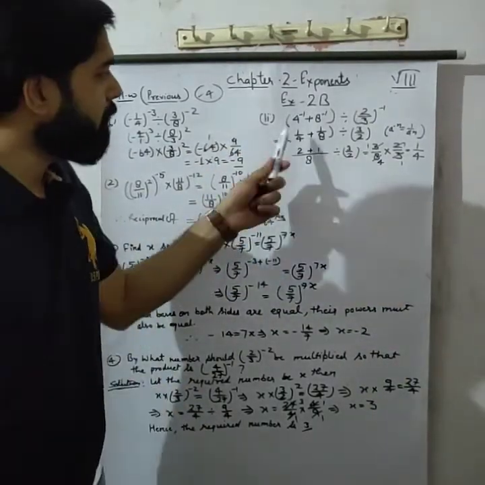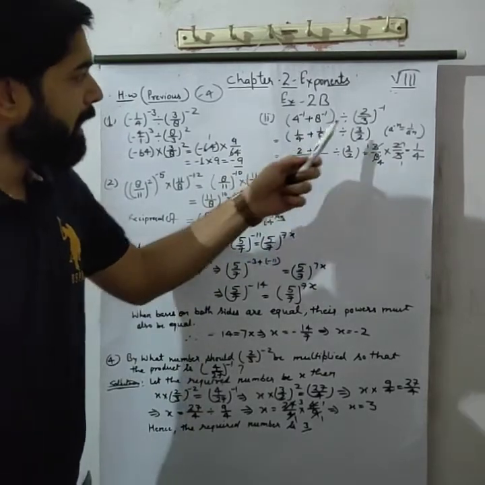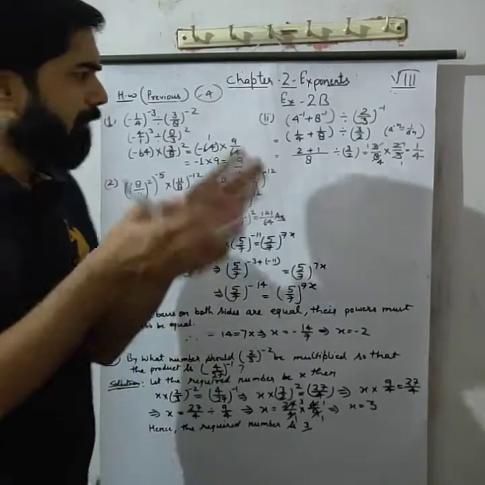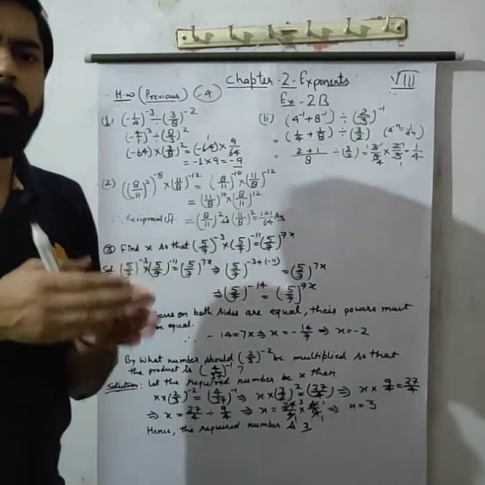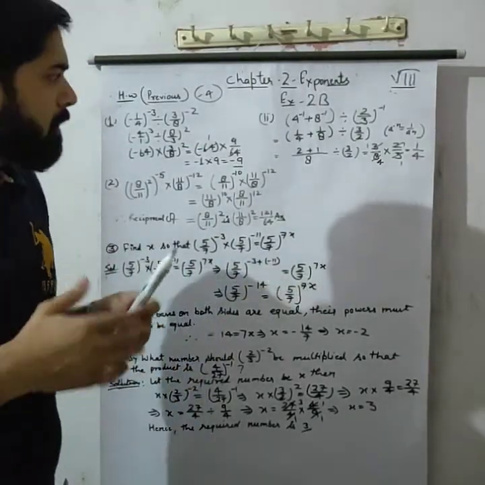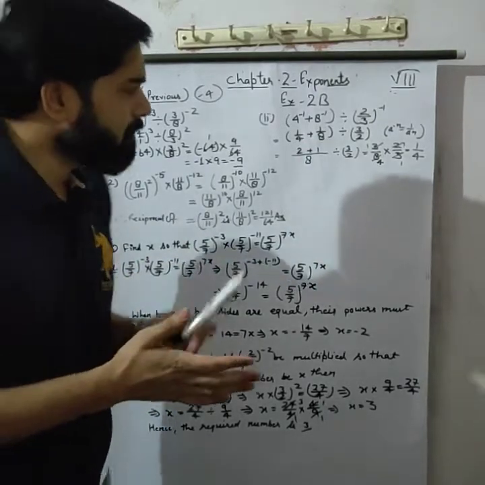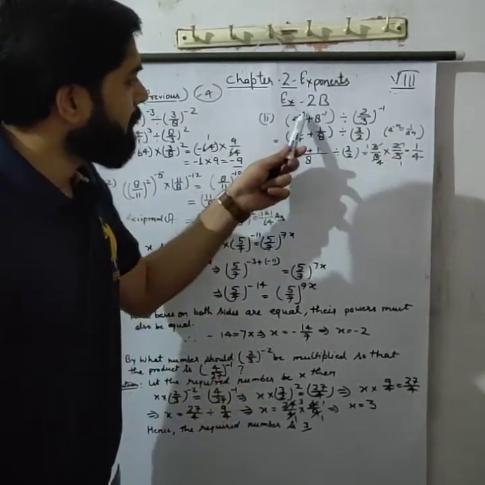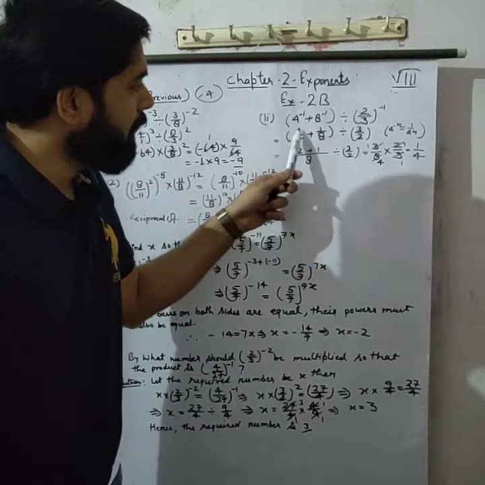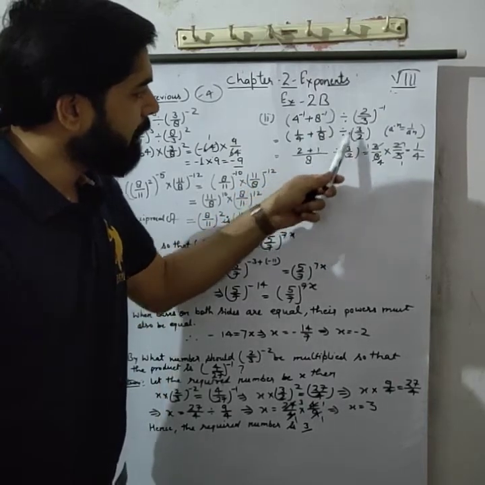Question number two is: (minus 4 raised to the power minus 1 plus 8 raised to the power minus 1), bracket close, divided by 2 upon 3 raised to the power minus 1. So everywhere you find the power minus 1. So I think you understood how you can solve this type of question. 4 raised to power minus 1 we can write in this form: 1 upon 4 plus 1 upon 8, divided by 3 upon 2.